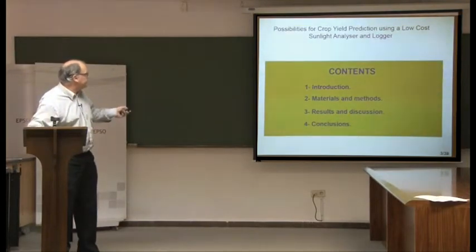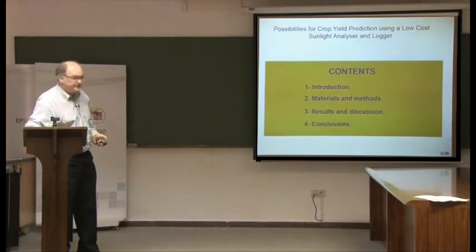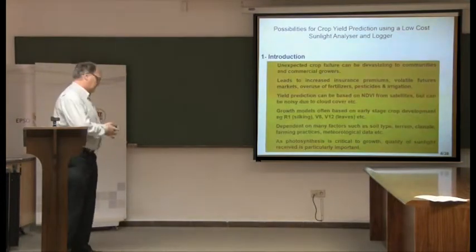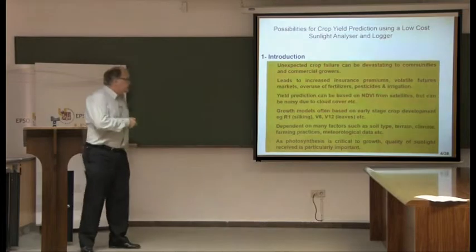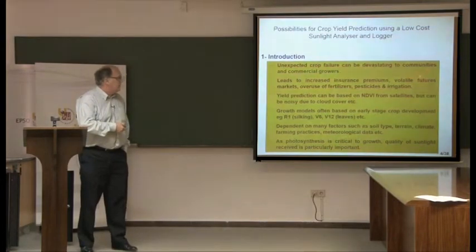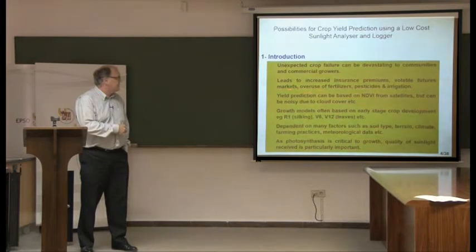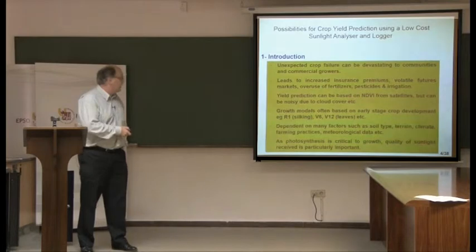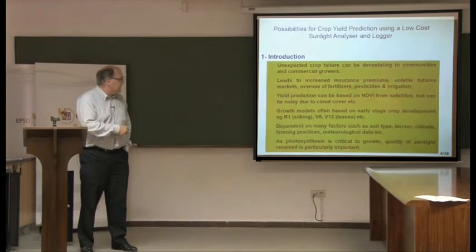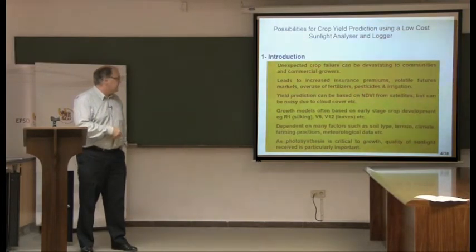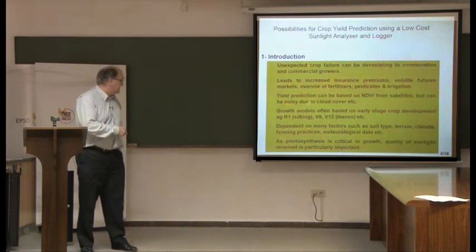Okay, so the first of those presentations is on the crop yield prediction system. Unexpected crop failure can be devastating, as I'm sure you're all aware, to communities and commercial growers. And this can lead to increased insurance premiums, volatile futures markets, overuse of fertilizers, pesticides, irrigation, a whole host of knock-on effects. Many yield prediction algorithms are based on NDVI estimates from satellites, but these can often be noisy due to cloud cover and a range of other effects.